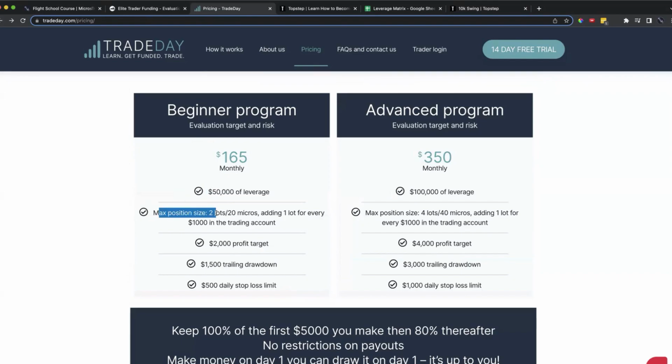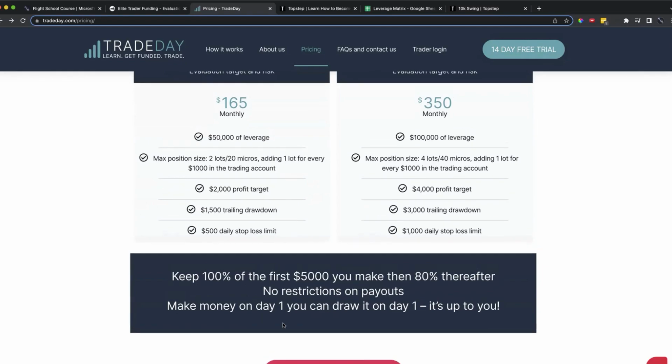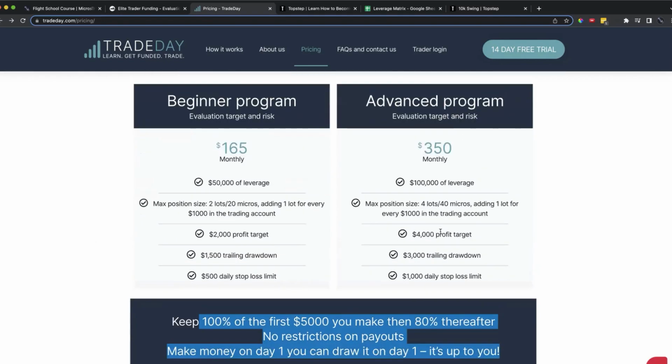Max position, 2 ESs or 20 MESs. Here's their scaling up. You got to make 2,000 without losing 1,500, I guess, from the high watermark. Can't lose more than 500 in one day. Keep 100% of the first 5,000 and 80% thereafter. No restrictions on payouts. Make money on day one and you can withdraw it from day one. It's a little different than some of the other companies.